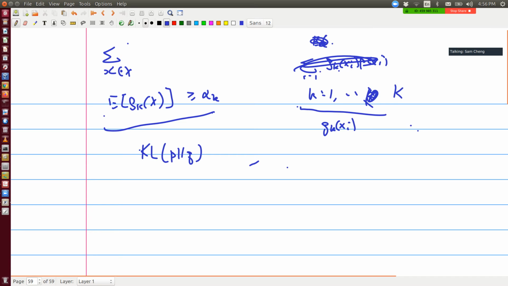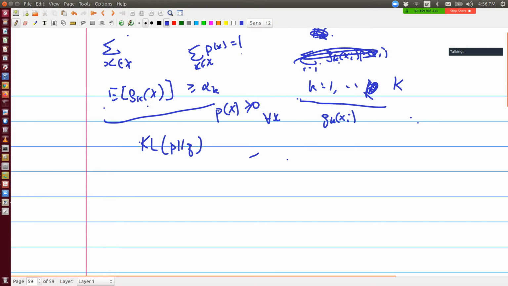Basically, we need to make sure that P is a probability distribution. For all x, P(x_i) has to be positive. And if I sum over P, it should be equal to 1, right? And that's more or less it.